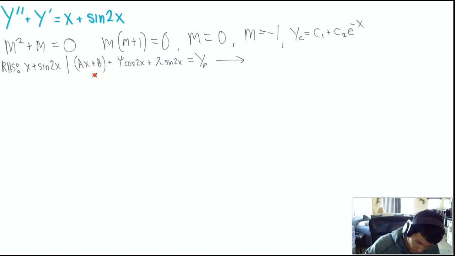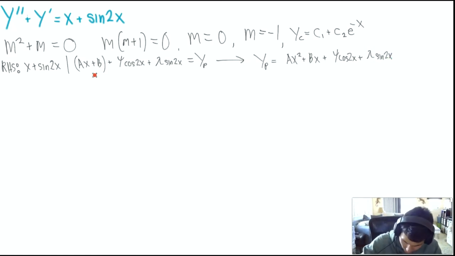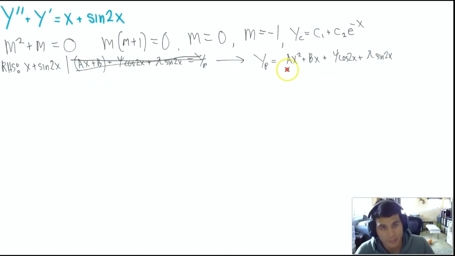So yp is actually going to be equal to ax squared plus bx plus phi cosine 2x plus lambda sine 2x. Okay, now I'm going to cross this out just so we don't look at it. Okay, so this is our actual yp. We just need to find our coefficients, then we could create our actual yp.